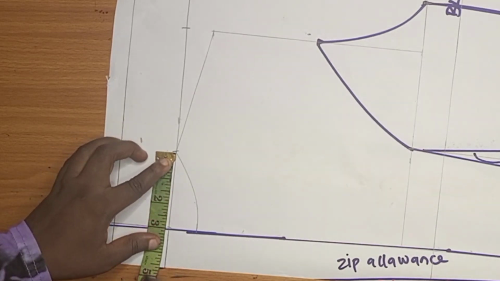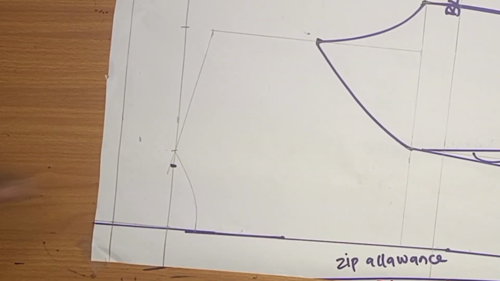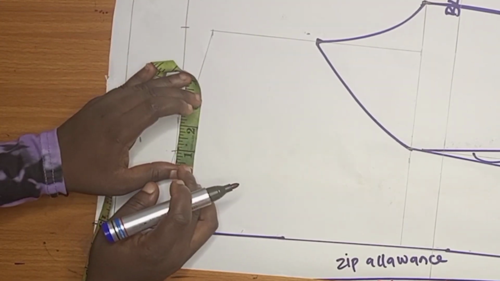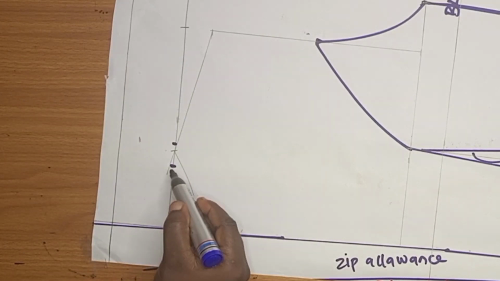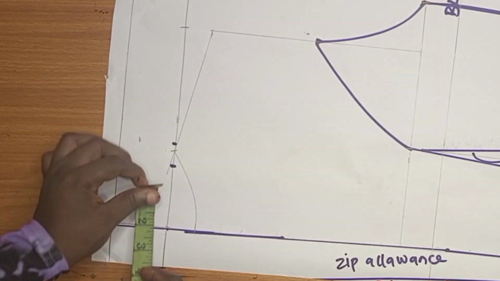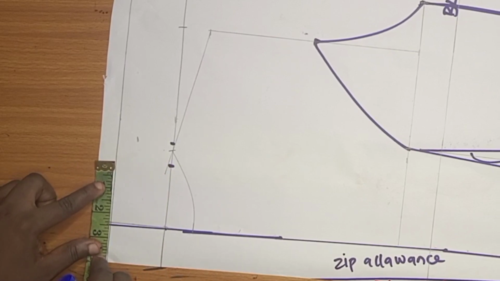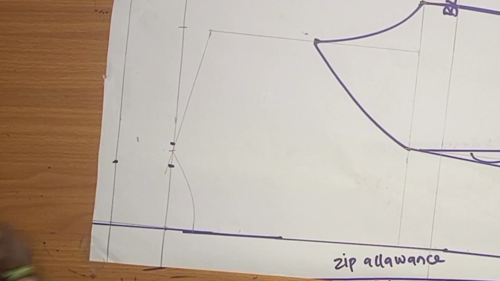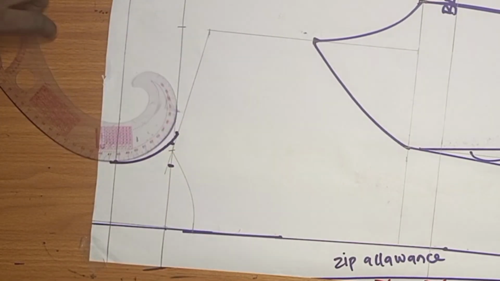Now from this side here, I'm going to mark half of an inch. Then from this other side here, I'm going to mark quarter of an inch. That is 0.25. So now I'm going to measure from this point to this zipper allowance line on the shoulder line like so. So I have 2.5 inches. I'll mark that same 2.5 inches on the line above my shoulder line. And then I'll go ahead to connect it like so.